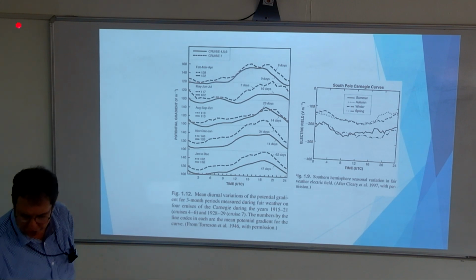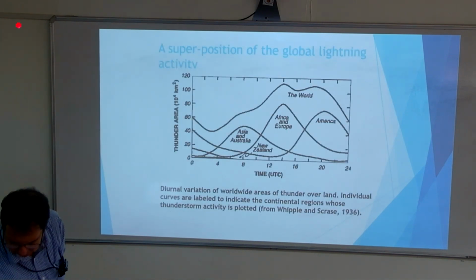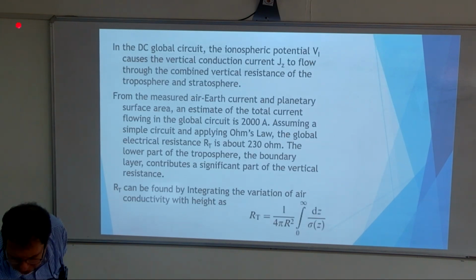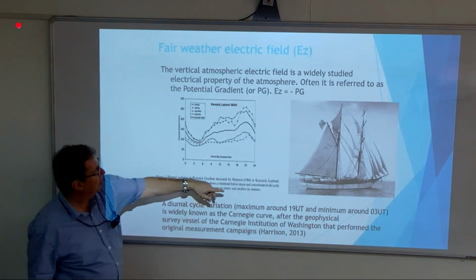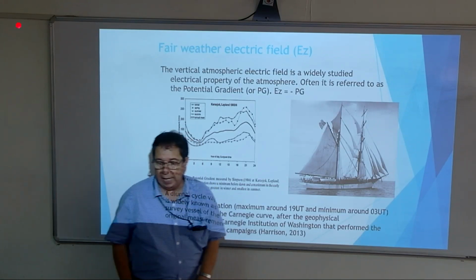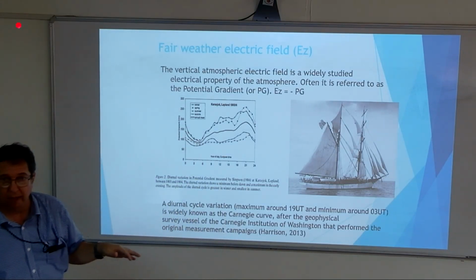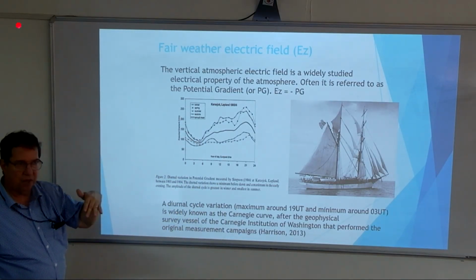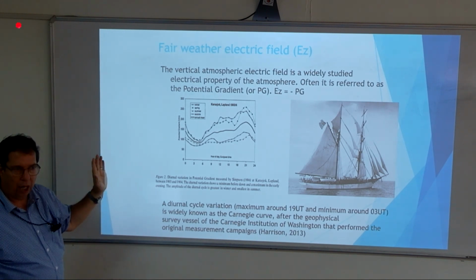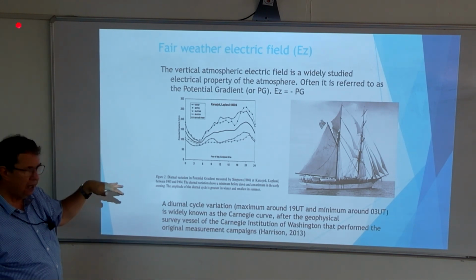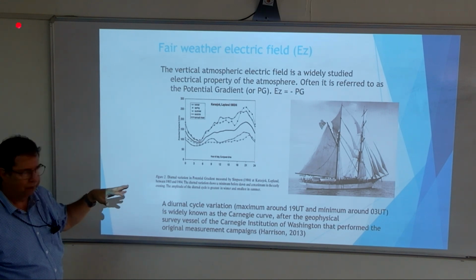So that ship looked like, where is the image? That's the ship. I'll go back. So this is the Carnegie ship, and it sailed across the oceans and did those measurements of the electric field in many, many places around the Atlantic and the Pacific and the Indian Ocean.